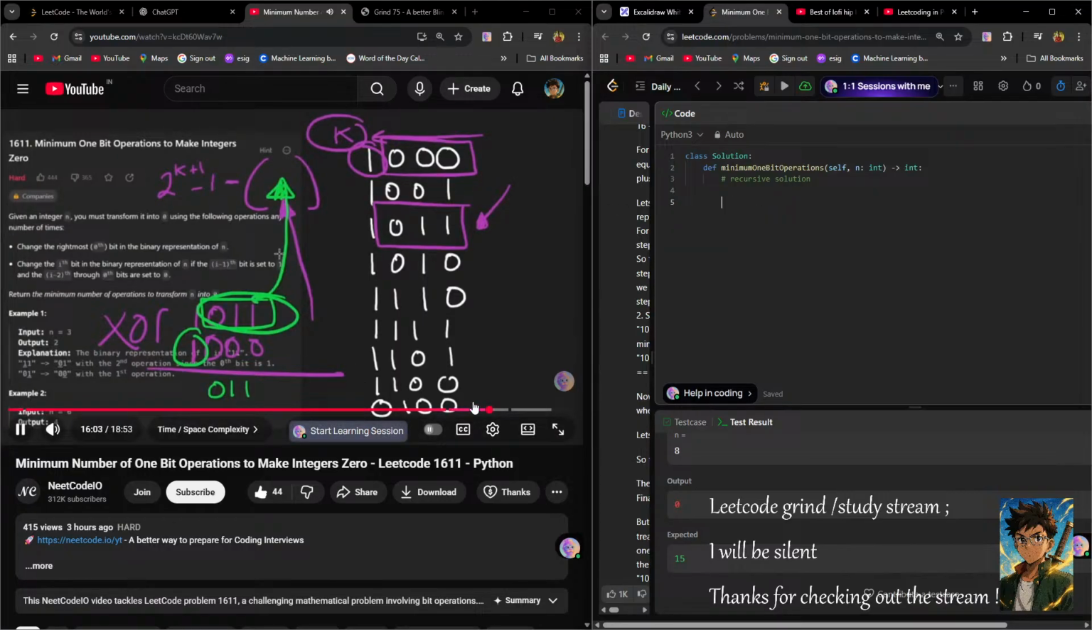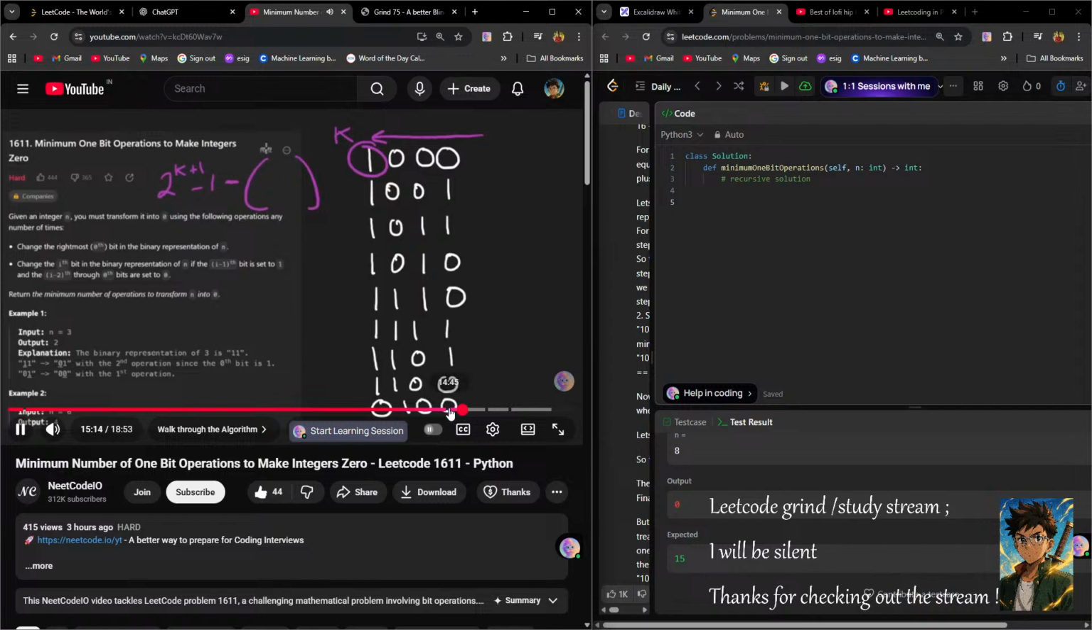In terms of time complexity, use the XOR operation and call our own algorithm recursively. And what are we going to pass in? We're going to pass in the remaining digits.